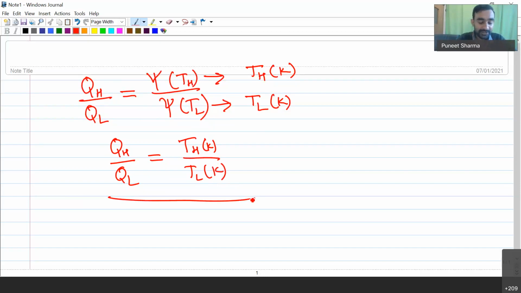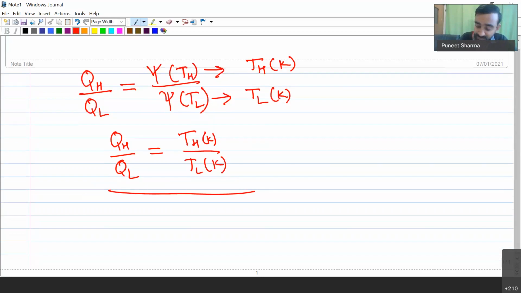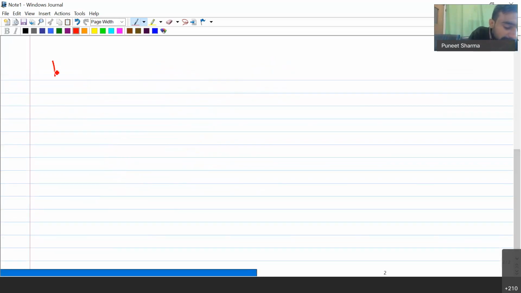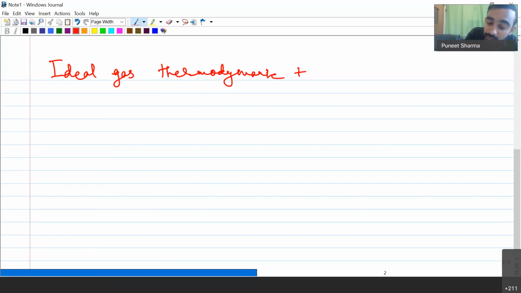As this psi of TH and psi of TL come from the absolute thermodynamic scale, and this functional form is satisfied by the value of temperature in the Kelvin scale, that's why the Kelvin scale is also referred to as the absolute thermodynamic scale of temperature. Apart from this, let me also try to obtain this thermodynamic absolute temperature scale for an ideal gas. So now I'll be calling this scale the ideal gas thermodynamic temperature scale.